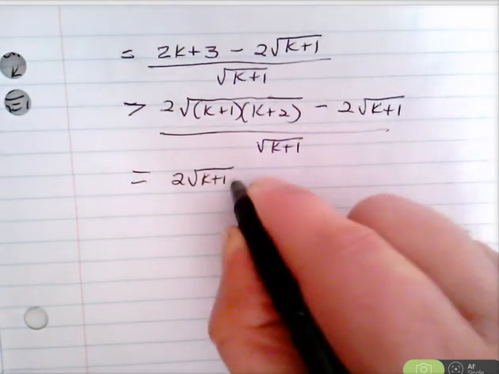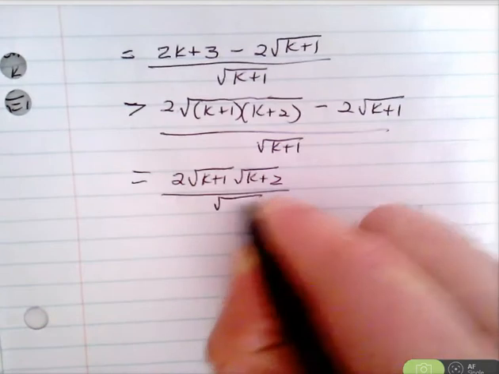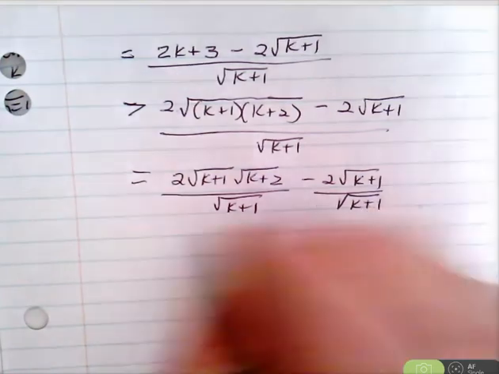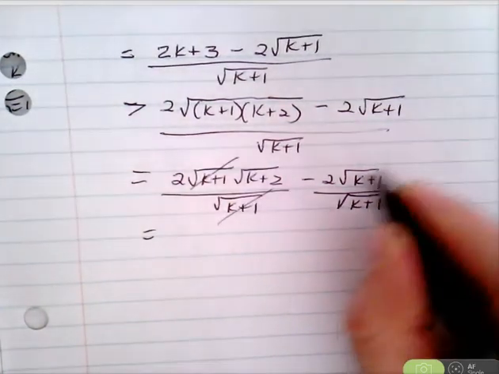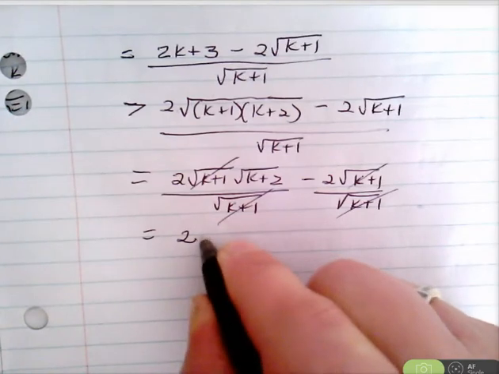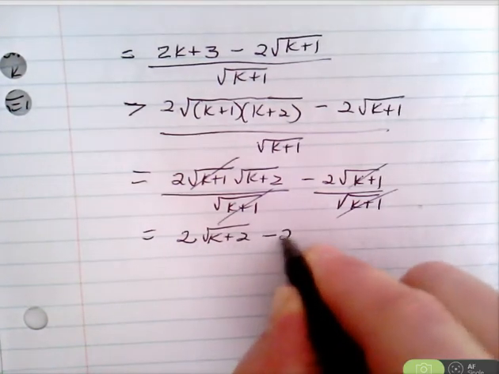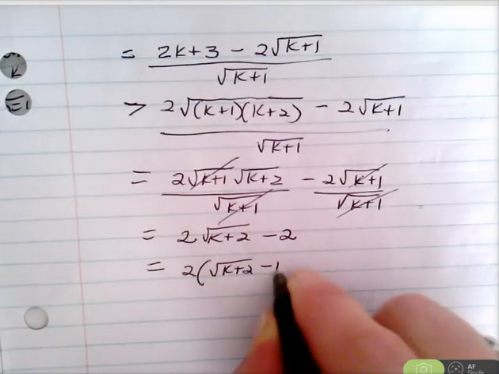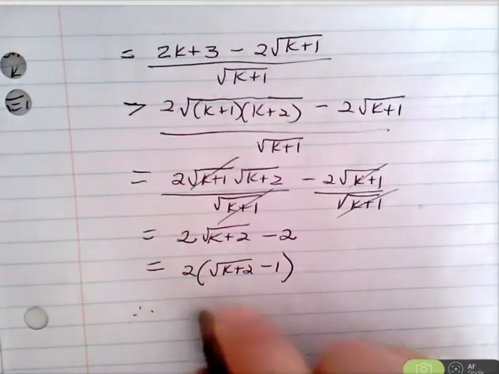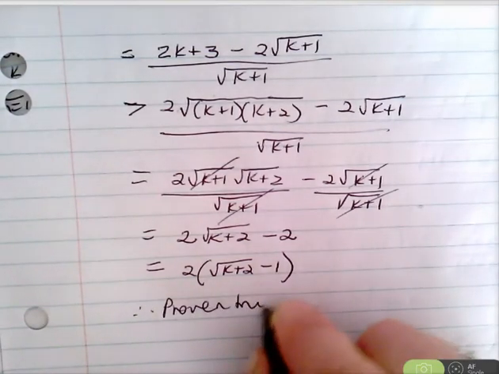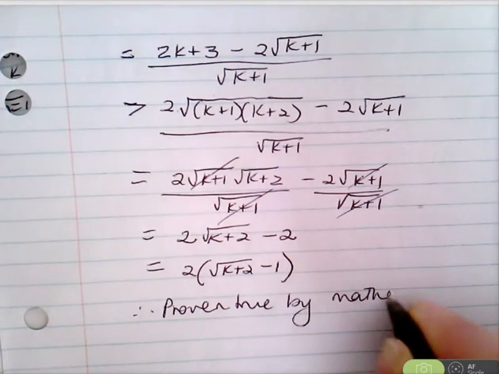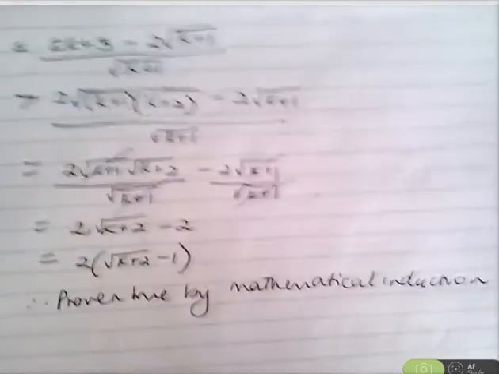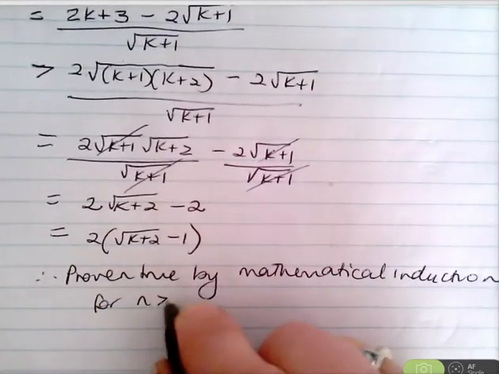Now we can divide by the square root of k plus 1, so this is 2 times the square root of k plus 1 times the square root of k plus 2 over the square root of k plus 1 minus 2 times the square root of k plus 1 over the square root of k plus 1, which equals 2 times the square root of k plus 2 minus 2, which is equal to 2 times the square root of k plus 2 minus 1 in brackets. So therefore it's proven true by mathematical induction, for n greater than or equal to 1.